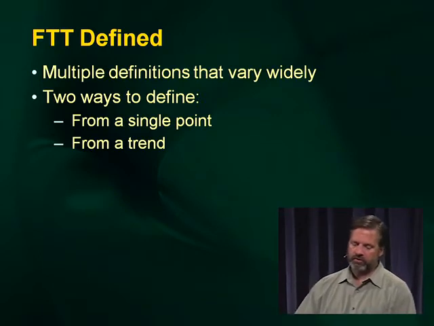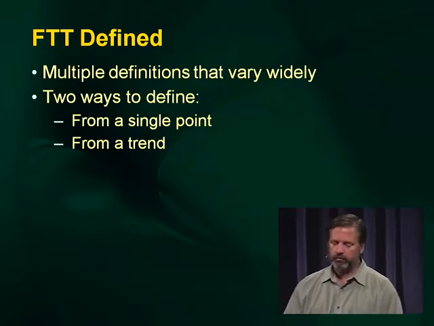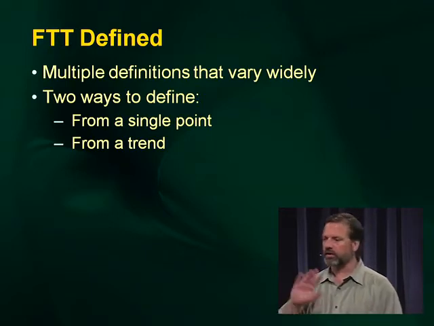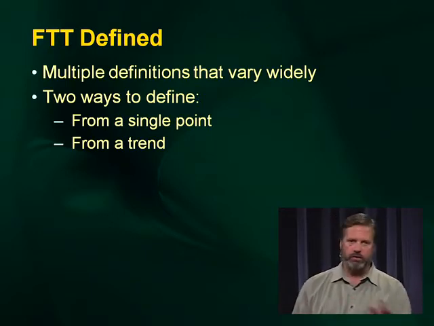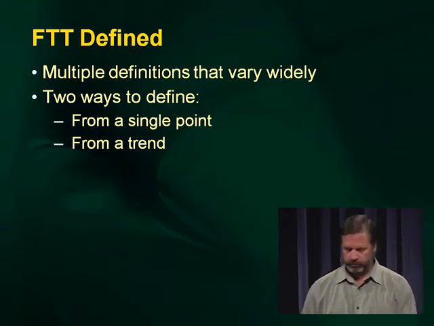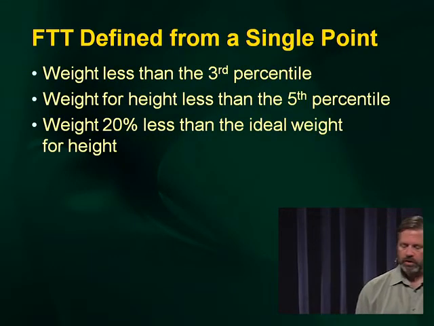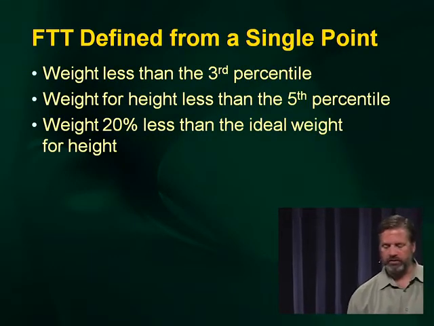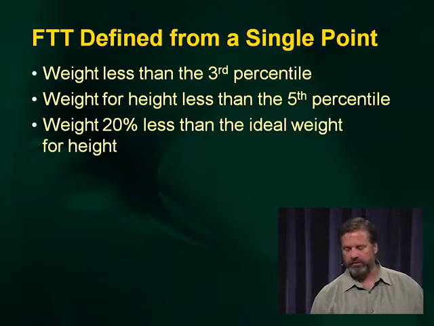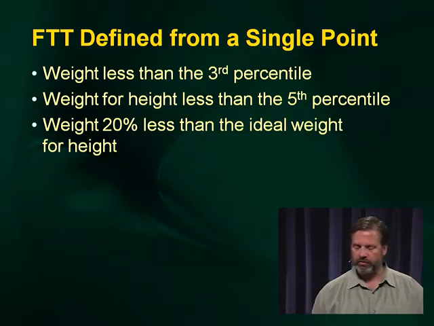Some of the definitions that you might see talk about a single point, but I spent a lot of time trying to convince you that that's not a good way to look at anything, so I'd rather you not look at it that way, but rather from a trend. If you look at it from a single point, some of the definitions will have weight less than the 3rd percentile, weight for height less than the 5th, or weight 20% less than the ideal for height.